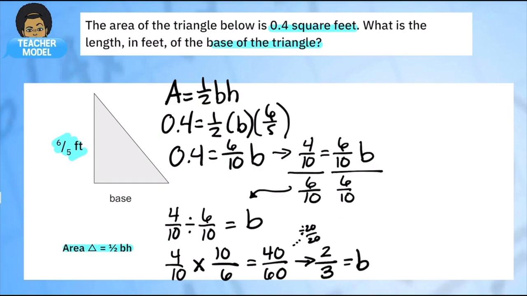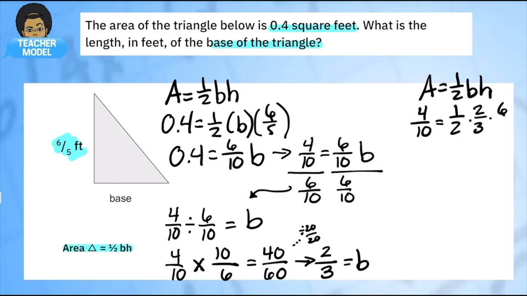To check my work, I'm going to go back to the beginning and I'm going to write my formula again. And let's put in all our numbers. I'm going to start with 4/10 as a fraction is equal to 1/2 times 2/3 times 6/5. So 4/10 is going to stay on the left, but I'm going to simplify that to 2/5. And on the other side, 1 times 2 times 6 is 12. And 2 times 3 is 6. 6 times 5 is 30.